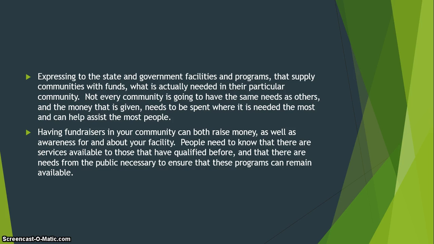We need to express to the state and government facilities and programs that supply our community with funds what's actually needed in your particular community. Not everybody's going to have the same needs. Not everybody's going to want the same thing. So whatever you're seeing as the most cases in your community, be it teen pregnancy or breast cancer or things of that nature, you're going to want to let the government know that these are things you need funding for. You need more funding for these particular programs, and you may be able to take away from some programs that you don't use a lot of funding for.